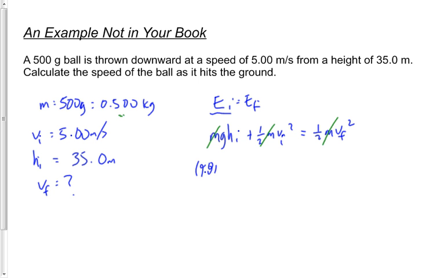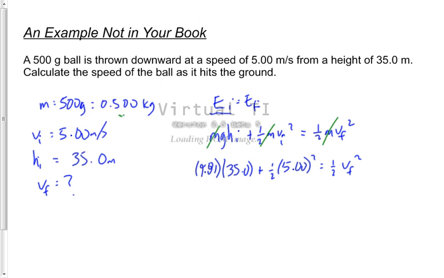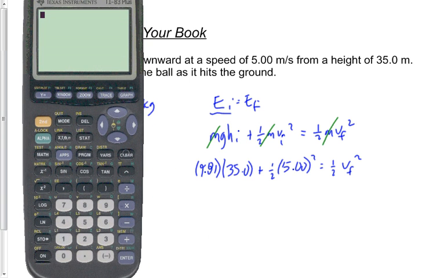Let's plug our numbers in here. g is 9.81, hi is 35.0 meters, vi squared is 5.0, and we're solving for vf. Now, it looks kind of tricky to rearrange, but if we calculate a number on the left-hand side, it starts looking a little bit easier. Let's do that here. 9.81 times 35. Let's add that to, use some brackets here, 0.5 times 5 squared, end those brackets. The left side is 355.85.